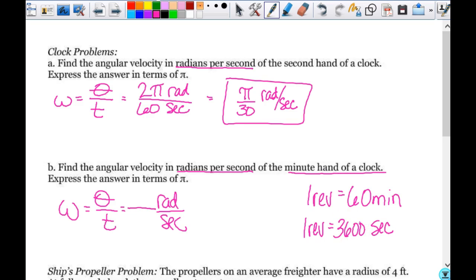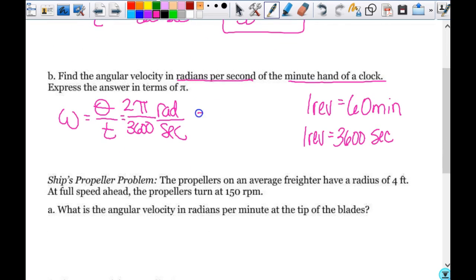All right, so 2 pi radians, 3,600 seconds. And then that reduces, right, to pi over 1,800 radians per second.